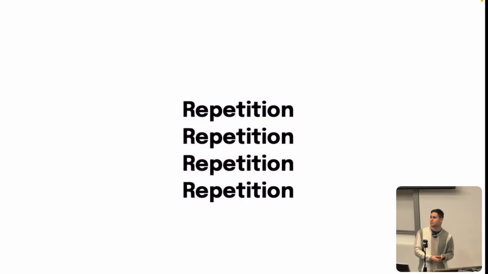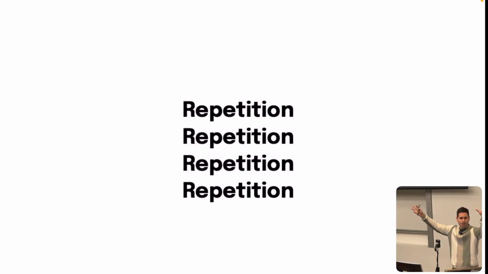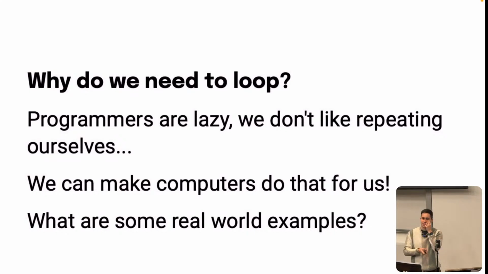Repetition. So repetition is another form of control flow. So if we've got control flow as controlling the flow of our programs, we have if statements, which is branching, and we have repetition. What do you think it entails? It entails repeating ourselves. So why do we repeat ourselves? Why do we loop?